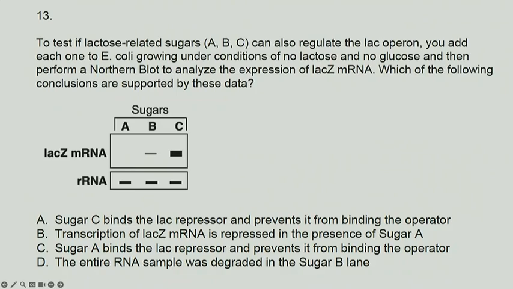Yeah. Can you explain the glucose-lactose relationship? If they're both high, the cell just wants to use glucose for energy, right? So if they're both high, you don't get CAP binding. You get very weak expression off of the lac promoter because you don't have improved sigma 70 binding.